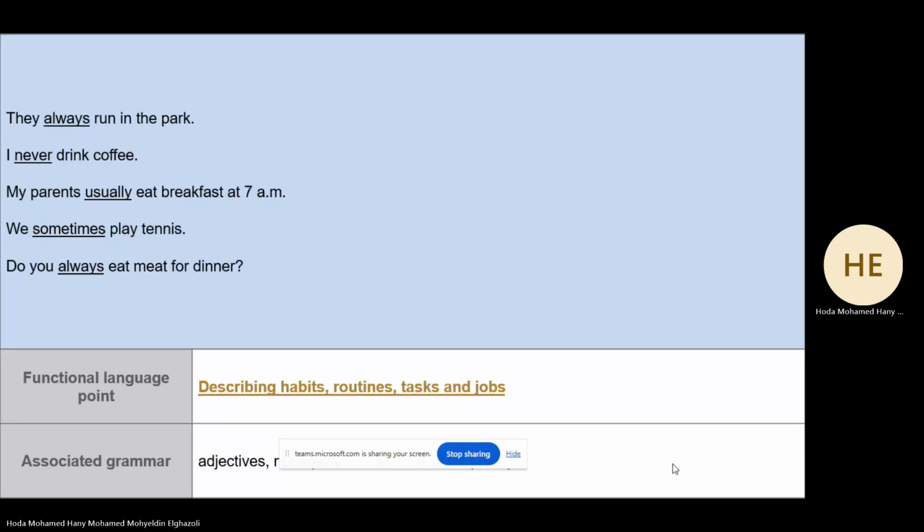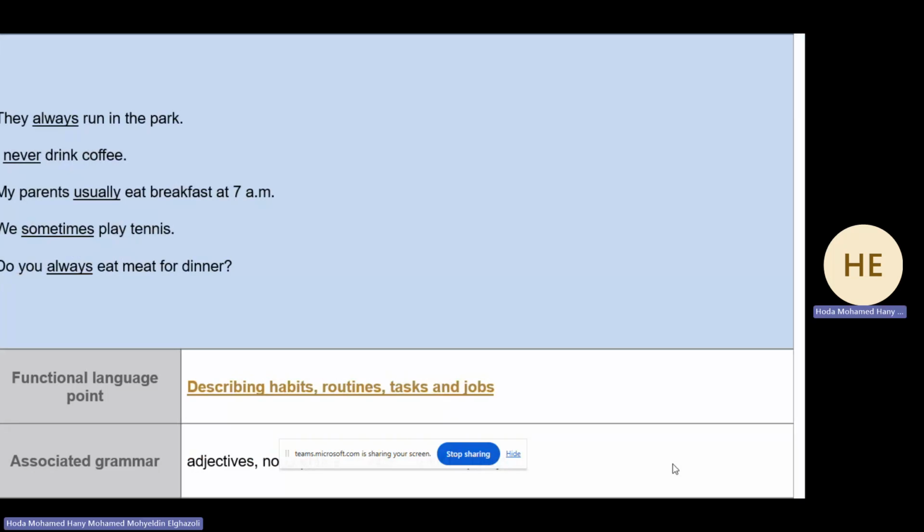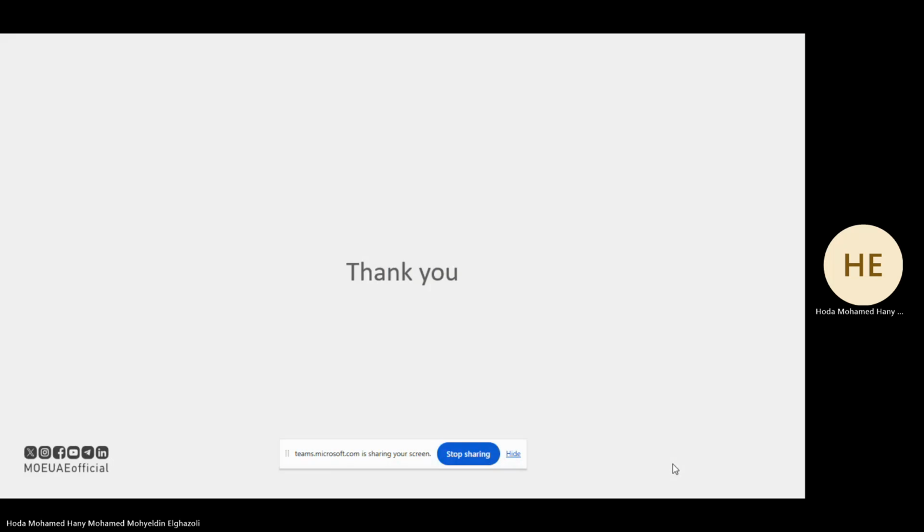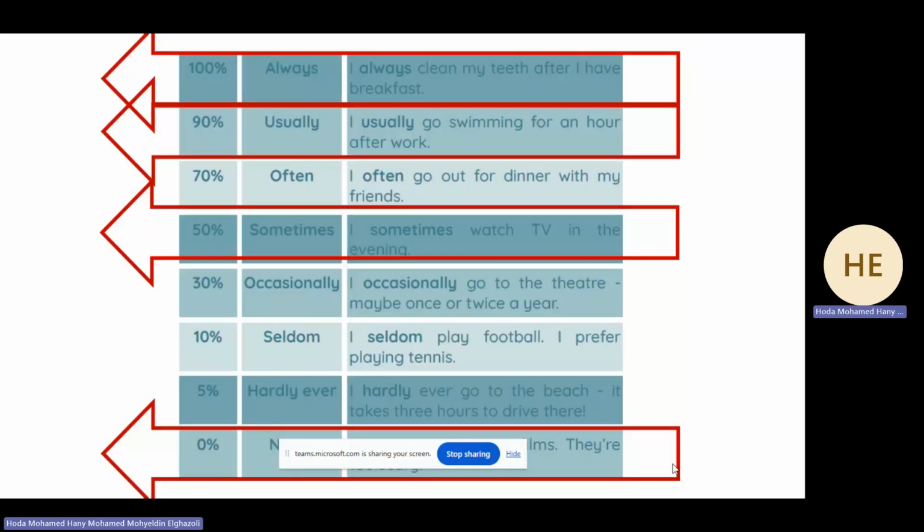Number 5, do you always eat meat for dinner? We're asking a question. Do you always eat meat for dinner? Do you usually eat breakfast at 7? In the question form. So when we say we do something always, that means 100%. I always clean my teeth after I have breakfast. And usually is 90%. I usually go swimming for an hour after work.